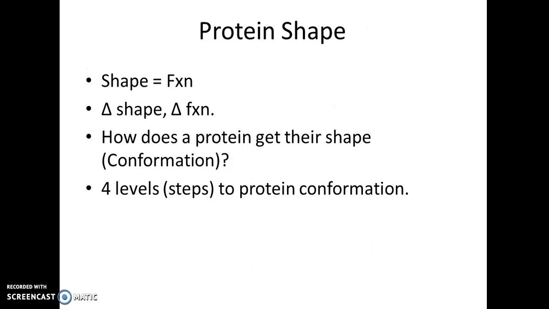So protein shape basically determines its function. Now the triangle means change, so a change in shape will change the function of the protein. Shape is everything, and I cannot stress that enough. So the big question is, how does a protein obtain its shape? Now the protein shape is called conformation. So how does a protein get its conformation? There are 4 steps or 4 levels that have to occur for a protein to obtain its shape.